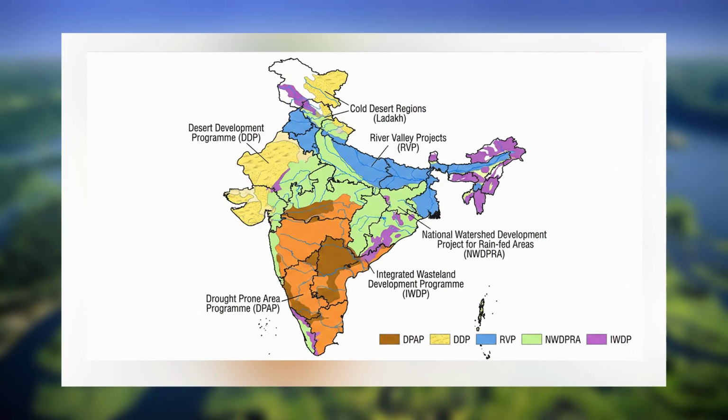Recognizing these challenges, the Government of India began supporting watershed development programs in the early 1970s. Over time, several initiatives were introduced in drought-affected and water-scarce regions, including the Drought-Prone Area Program, Desert Development Program, River Valley Projects, National Watershed Development Project for rain-fed areas, and the Integrated Watershed Development Program during the 1980s and earlier periods. Watershed programs mainly focus on structural measures such as soil conservation works and rainwater harvesting.